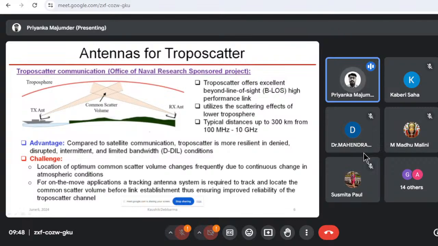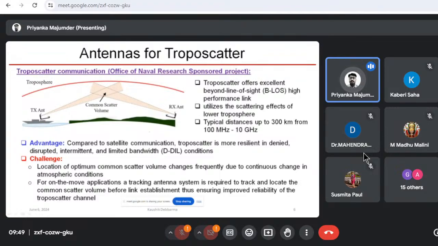Now, coming back to the communication links, what's the challenge? Like I mentioned, the atmosphere is very fragile, and depending on temperature, atmospheric conditions, weather, and season, this common scatter volume that you see in the picture changes, its location changes. So it is essential that before establishing a communication, we need to know the exact position where this common scatter volume, where they are getting total internal reflection, is detected, or rather tracked.